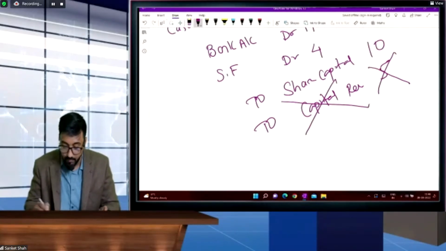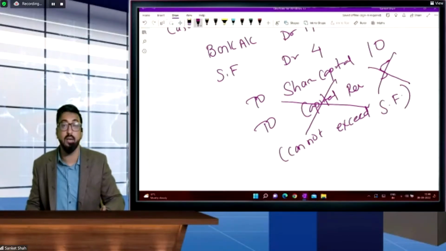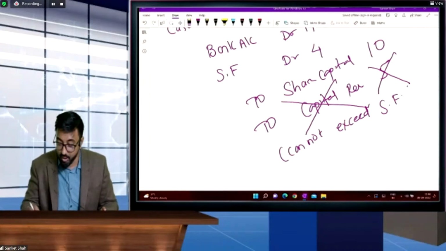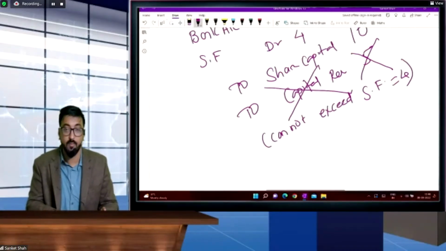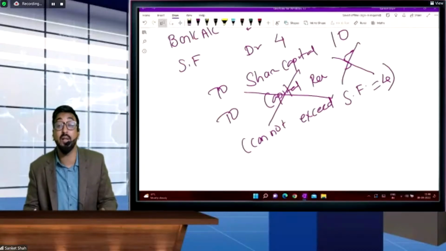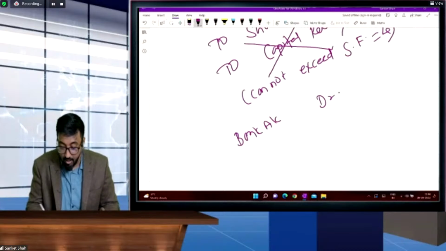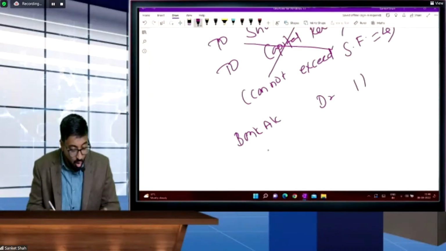Wrong. Capital reserve cannot exceed the shares forfeited balance, which is equal to 4. Shares forfeited balance cannot exceed capital reserve. So those students who answered 5, all are wrong. Only Sankaldeep answered correctly.